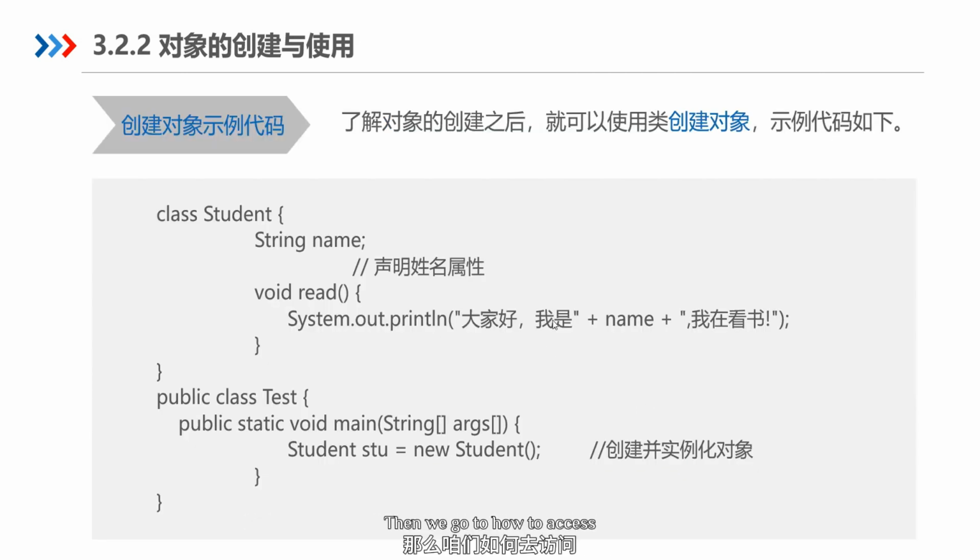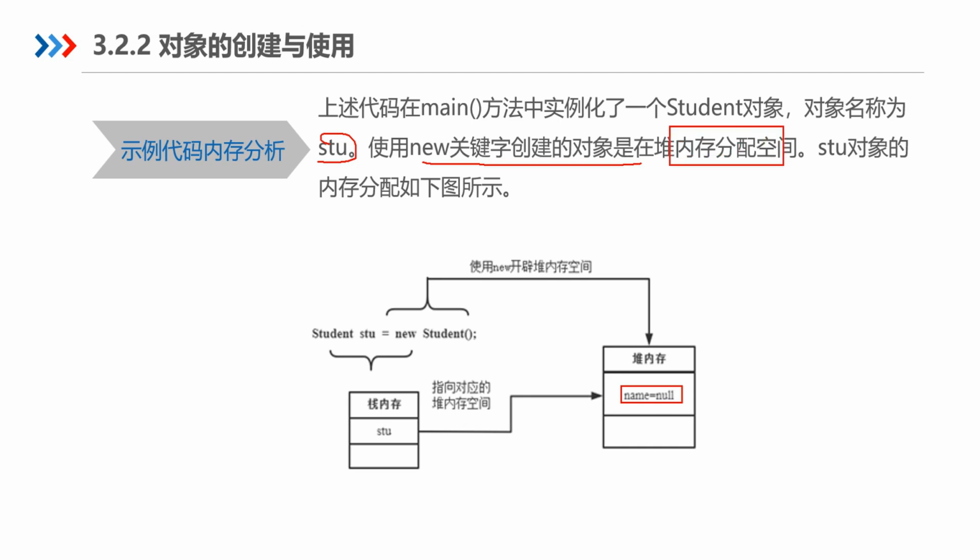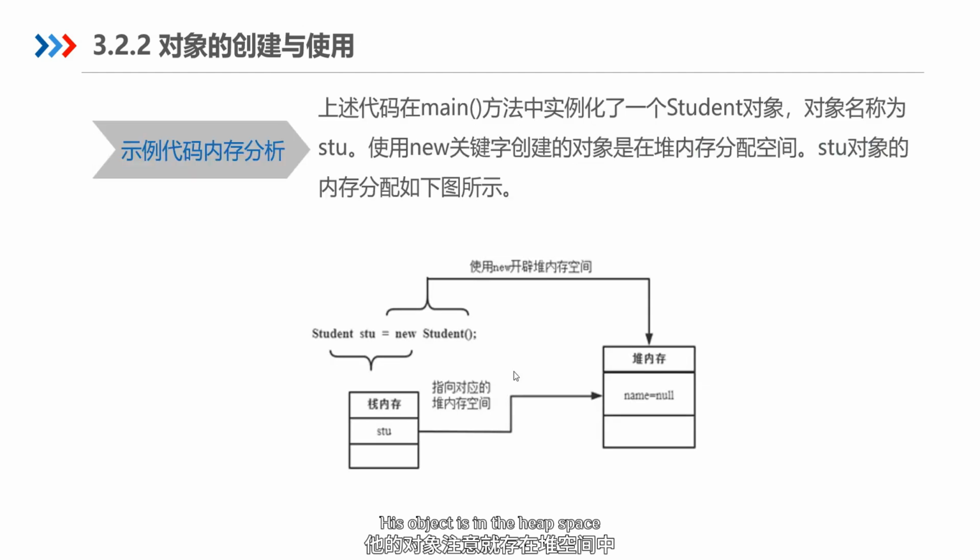Then we go to how to access. Access is very simple, you can see. After we create it, in the main method, we instantiated an object. The name of the object is stu. Then we use the keyword new to create the object. Where does it exist? It exists in the heap space. The memory allocation of the object can be as follows. You can see, open a space in the heap to store the object. Then at this time, the object is in the heap space and is referenced.